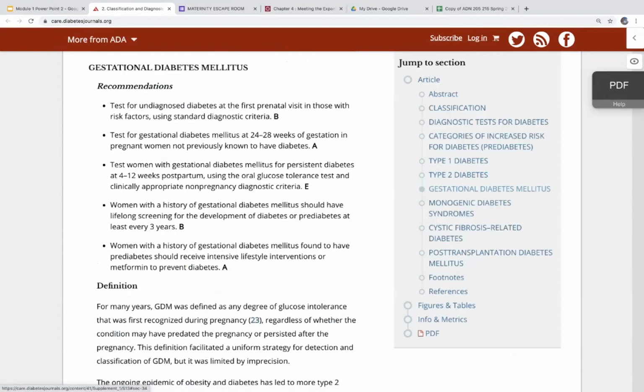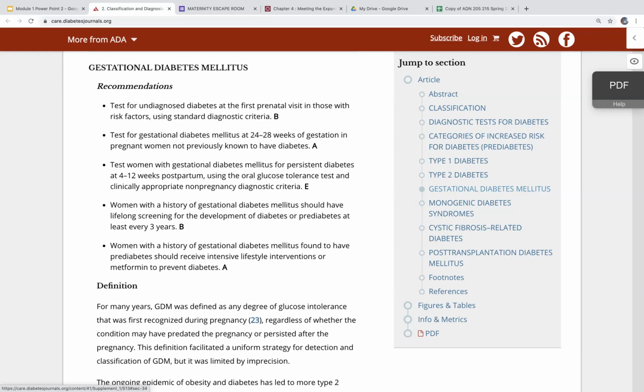Okay, so let's take a look at these recommendations. The test for undiagnosed diabetes at the first prenatal visit in those with risk factors using standard diagnostic criteria B. So test for gestational diabetes at 24 to 28 weeks of gestation. I hope you're taking notes. 24 to 28 weeks of gestation in pregnant women not previously known to have diabetes. Okay, is everybody with me?